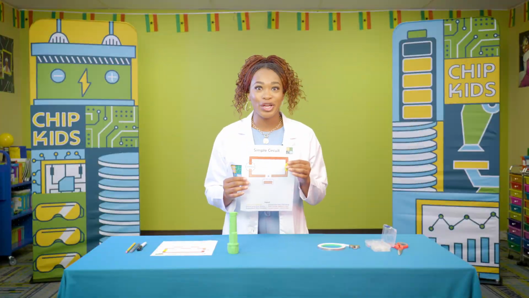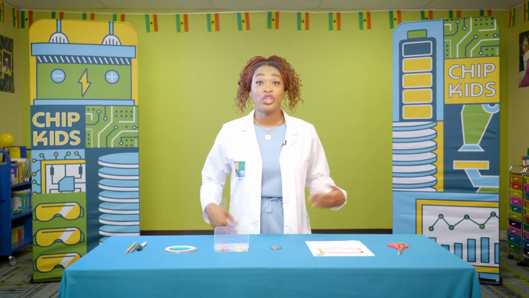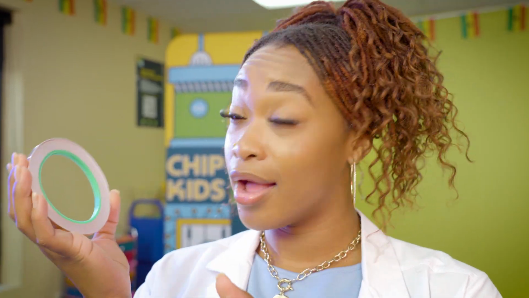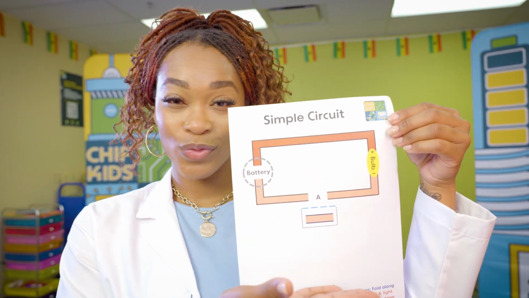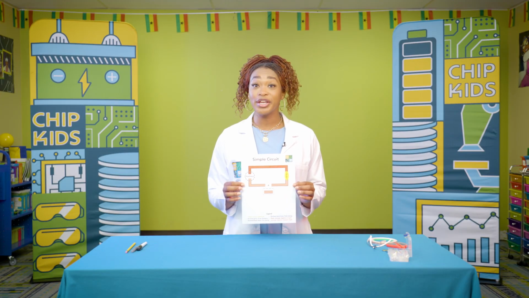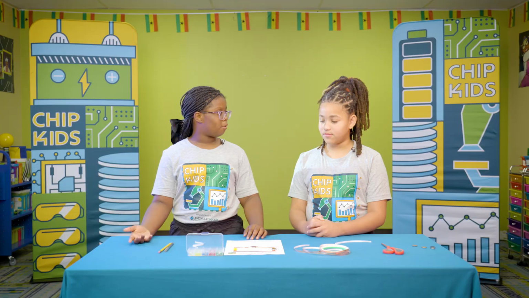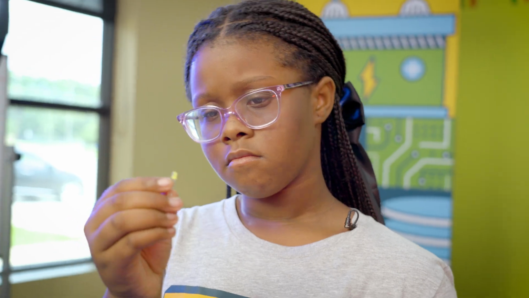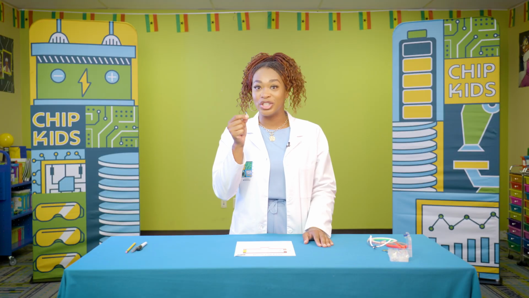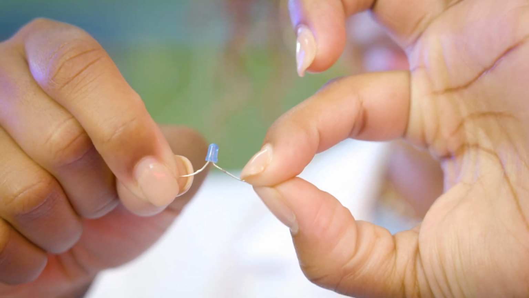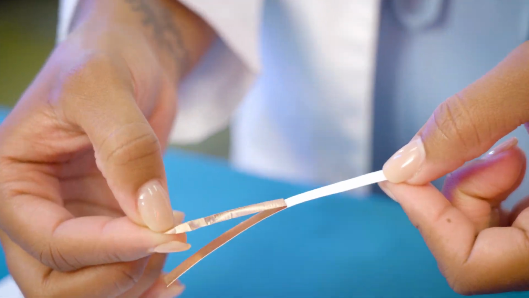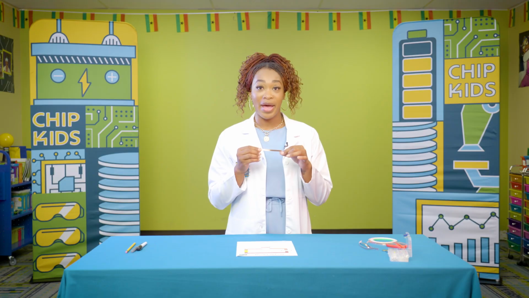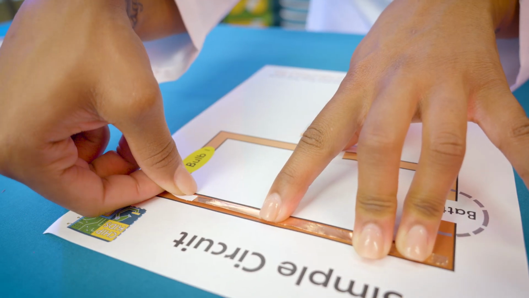Let's build our own circuit to see how it works. You'll need copper tape, a small LED light, a coin battery, and the Chip Kids circuit template. First, you want to place your circuit template on the table. We need a bowl. Which color do we want? I think we should use yellow. Start by gently spreading the legs of your LED light apart. Let's put it right here. Okay. Now, use your copper tape to make a pathway on your template following the lines.